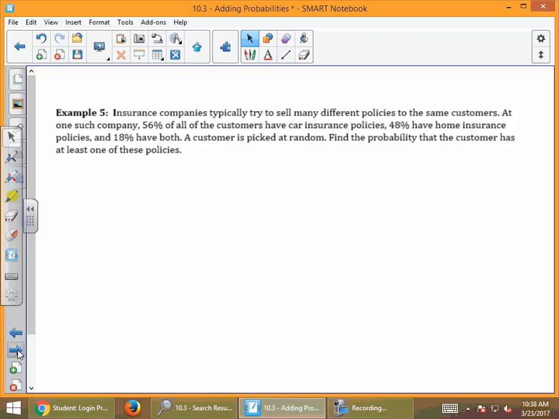But we got an insurance company. An insurance company typically tries to sell different policies to the same customers. At one such company, 56% of all customers have car insurance policies, 48% have home insurance policies, and 18% have both. The customers are picked at random. Find the probability that the customer has at least one of these policies.